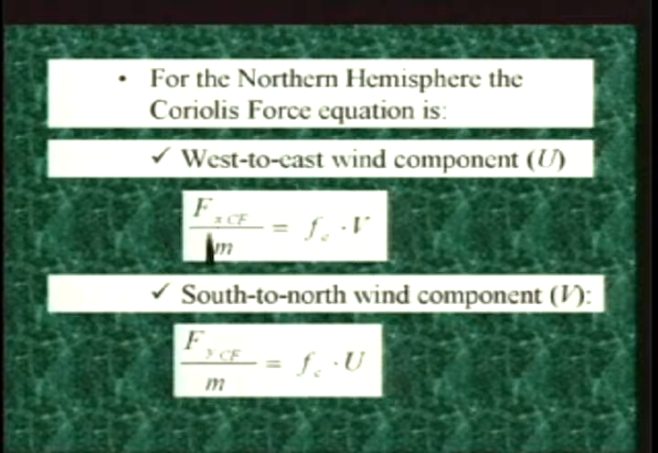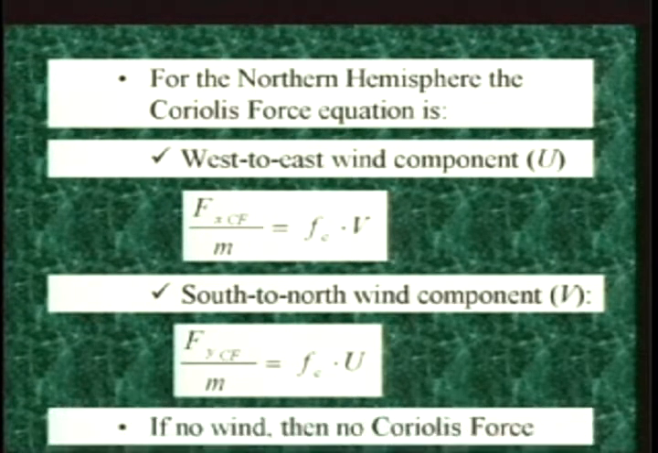To determine our Coriolis force, we have to take into account the mass of that air parcel we're trying to move. There's the actual Coriolis value that's given plus the velocity. So how fast is the air moving? That's going to determine the Coriolis force. If there's no wind, there's no Coriolis force.